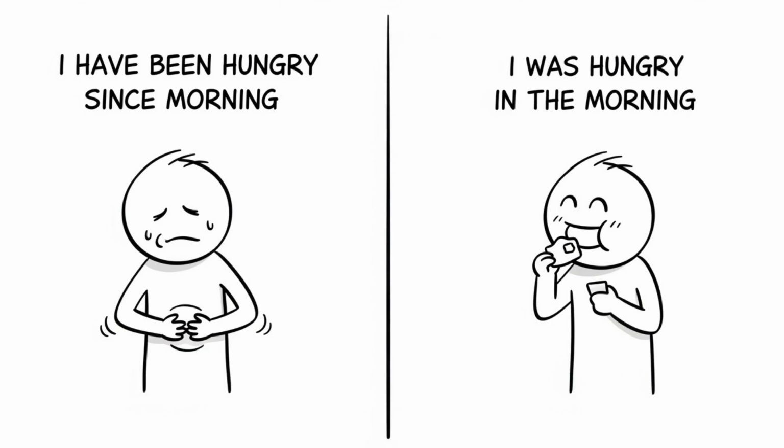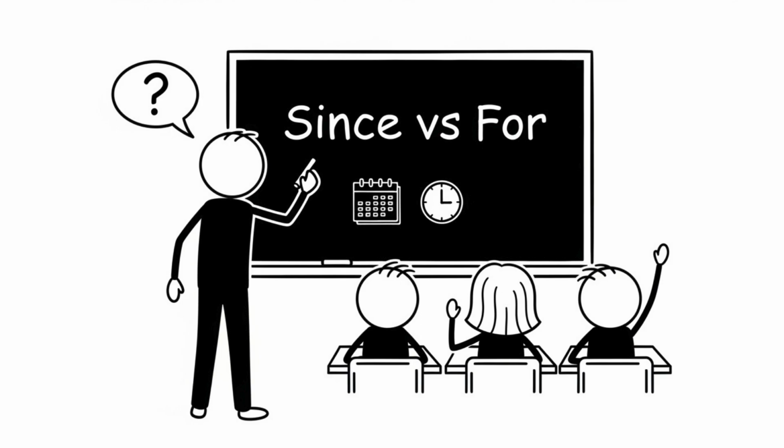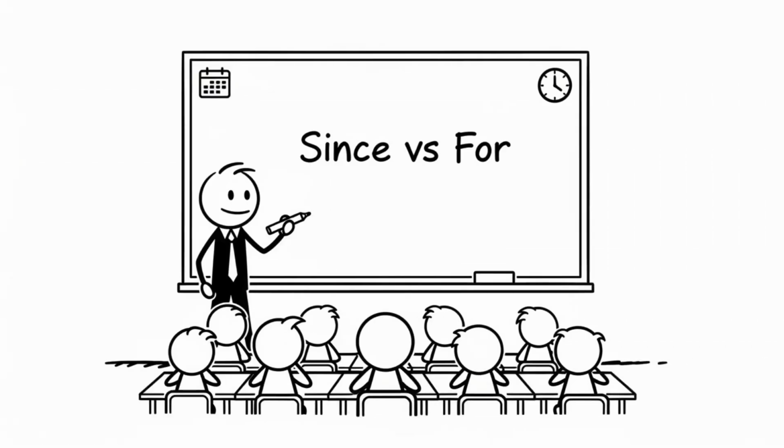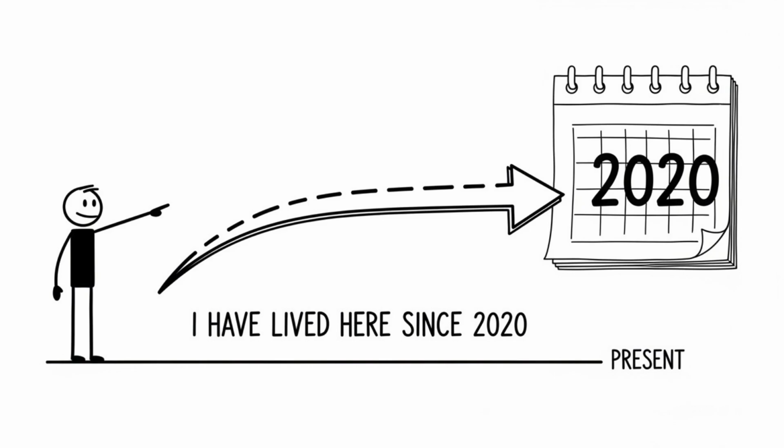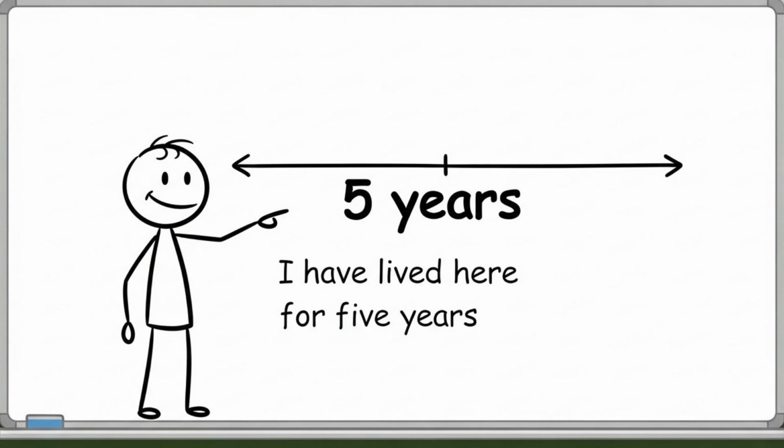Second topic. Now, let's move to another common confusion. "Since" and "for." These two words are small, but they are very important. "Since" talks about the starting point of time. "For" talks about the duration of time. For example, "I have lived here since 2020." Here, you are telling the exact time when it started. But if you say, "I have lived here for 5 years," you are describing the length of time.